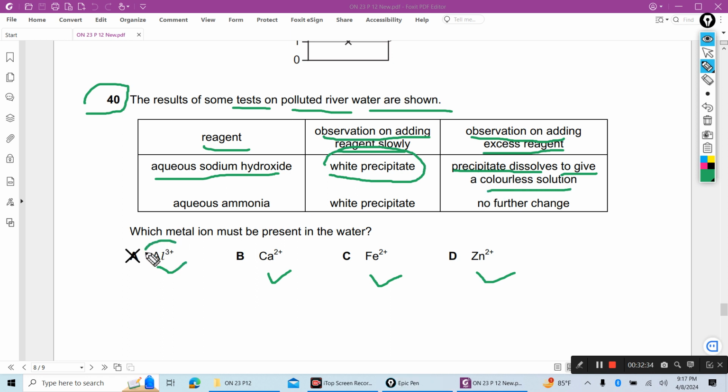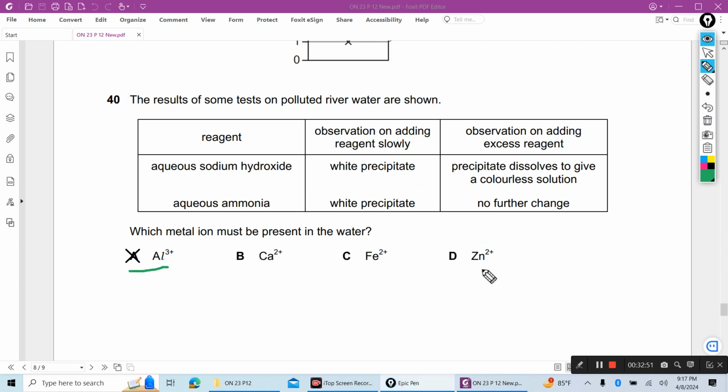So aluminium gives a precipitate that dissolves to give a colorless solution. Zinc also reacts with excess sodium hydroxide to give a colorless solution. So the answer will be A or D. Now the second test: aqueous ammonia gives a white precipitate. Al3+ gives a white precipitate, and zinc also gives a white precipitate.